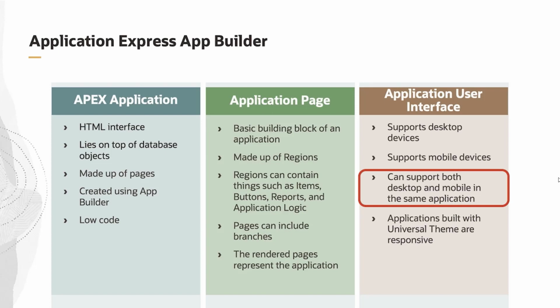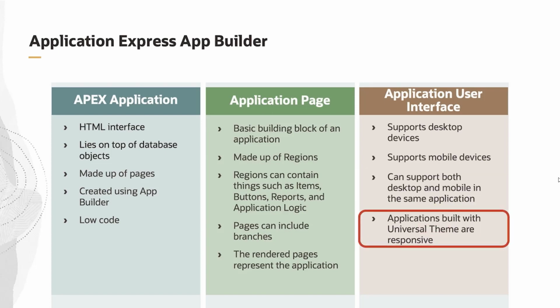Now, the application user interface supports desktop devices or mobile devices and can support both desktop and mobile devices in a single application. Applications built with the theme called Universal Theme are responsive. And what that means is that it is going to render according to what type of device it happens to be rendered on.